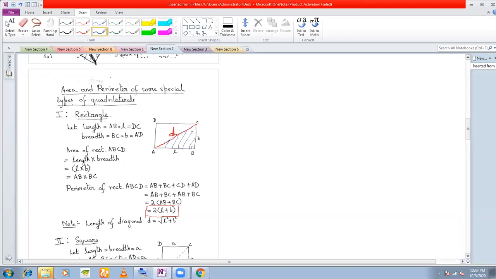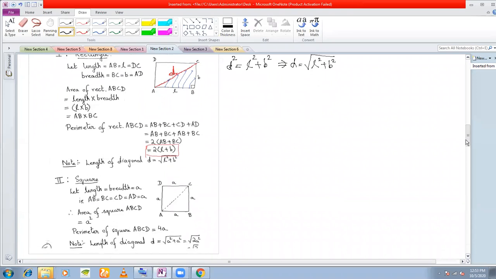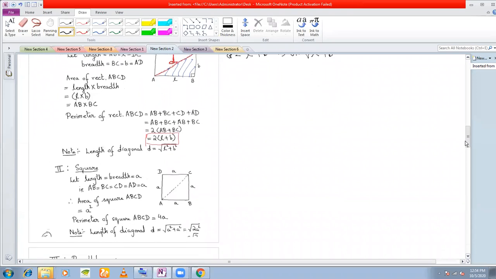D is the hypotenuse of this right angle triangle. So from Pythagoras theorem, we get D square, hypotenuse square, is equal to perpendicular square plus base square. So you can write D as square root of L square plus B square. This is a new formula, not hardly needed, but still just know that this is the hypotenuse and this is how you find the length of the diagonal.